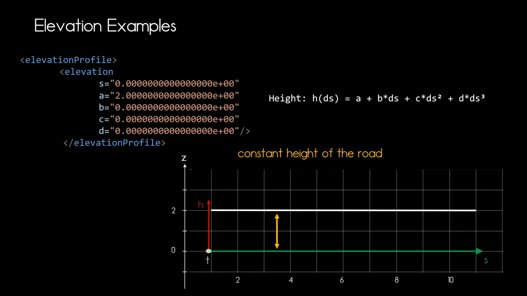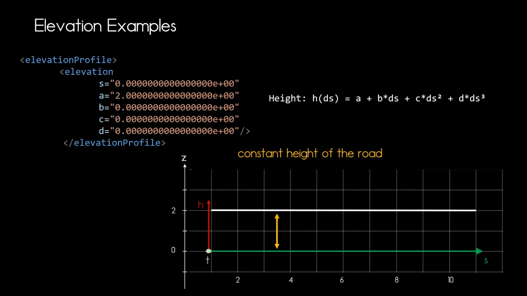So the elevation is defined by a third order polynomial, which has the following attributes: A, B, C, and D, as we have known from so many other third order polynomials we use in OpenDRIVE. So S is defining the S coordinate from where the elevation entry is valid, and the parameters A, B, C, and D are just the parameters of the polynomial, as we can see here in that white equation.